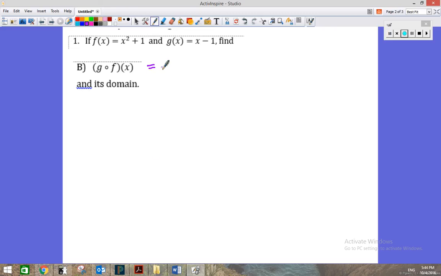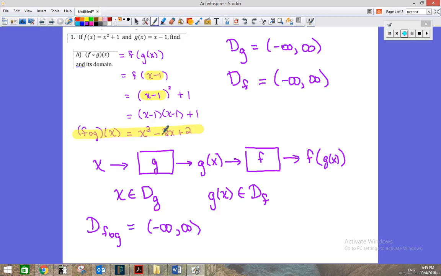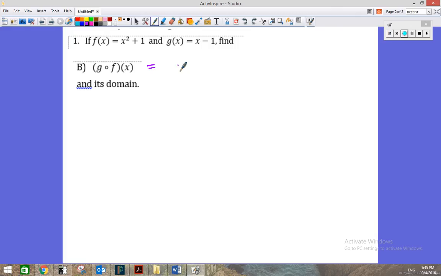Now, some things are what they call commutative, like addition. 3 plus 2 is the same thing as 2 plus 3. But the order for this function composition is not commutative. I'm not expecting the same answer. Over here I had x squared minus 2x plus 2. I'm expecting a different answer when I plug f of x into the function g.